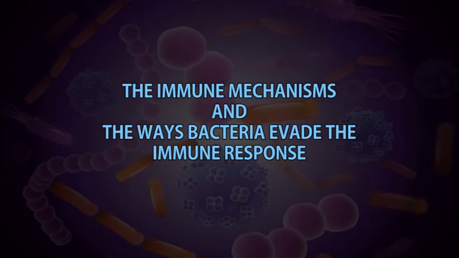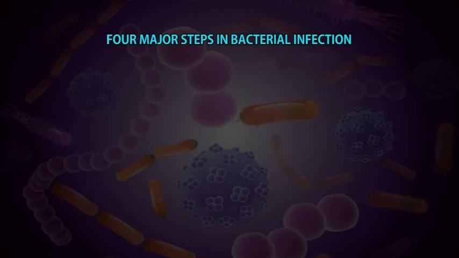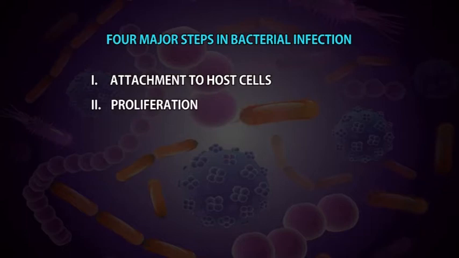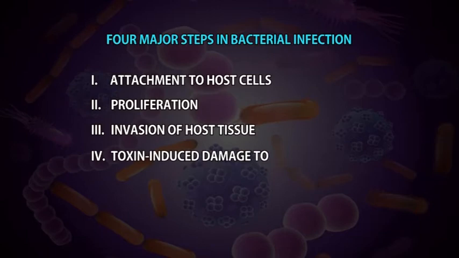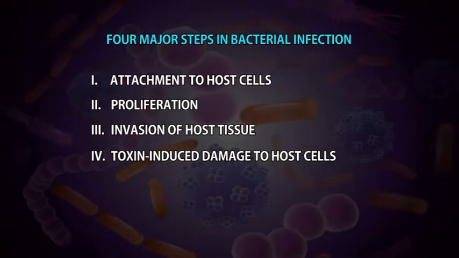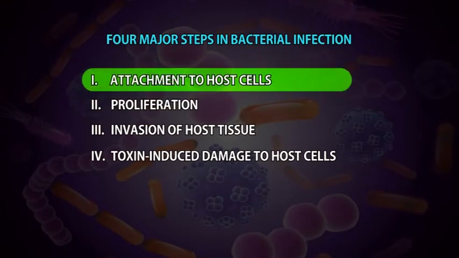The immune mechanism and the ways bacteria evade the immune response. There are 4 major steps in bacterial infection: attachment to host cells, proliferation, invasion of host tissue, and toxin-induced damage to host cells. The host immune system acts at each of these steps, and many bacteria develop ways to evade the host defense mechanisms. Attachment to host cells.